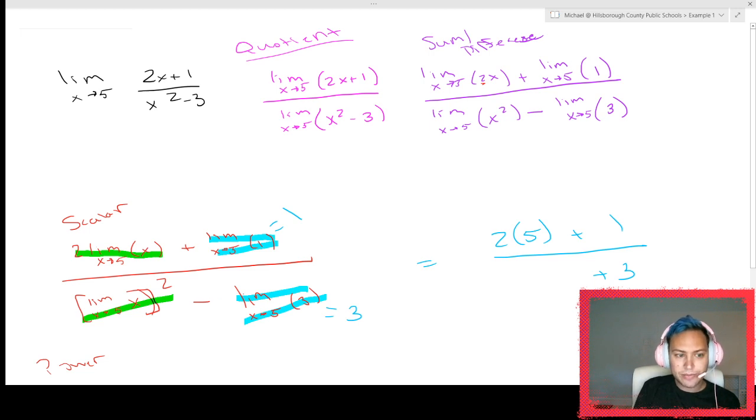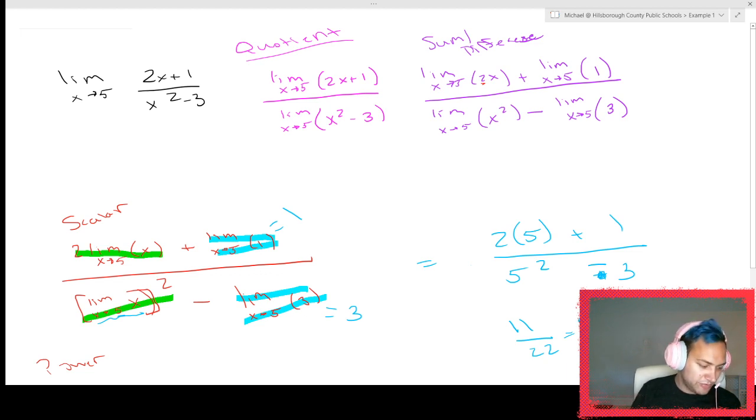Down here, I've got the limit as x is approaching 5 of x. So again, this is the identity function. So it's going to be 5 because that's what c is equal to. And then we square it. So then I can work this out. 2 times 5 is 10. 10 plus 1 is 11. And down here, 5 squared is 25. 25 plus, that's not supposed to be a plus, I'm sorry, minus. 25 minus 3 is 22. And that simplifies to 11 over 22, which is 1/2.